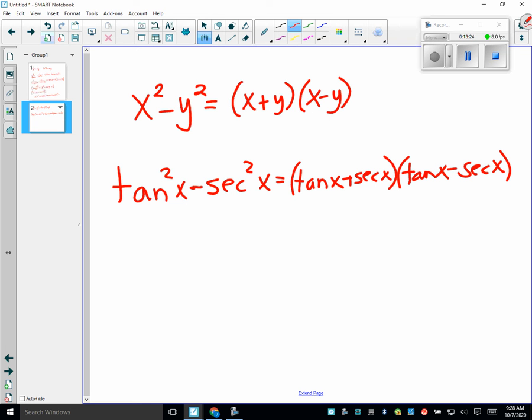You good with that? What if it's positive? Tan squared x plus secant squared x. If it's like this, it won't factor. It has to be a minus. So you just get rid of it. Well, it gives you a problem like that, and the answer is, it won't factor.